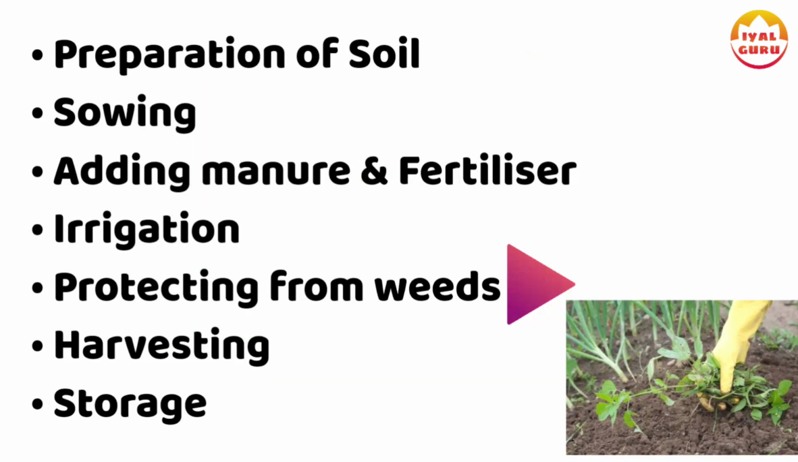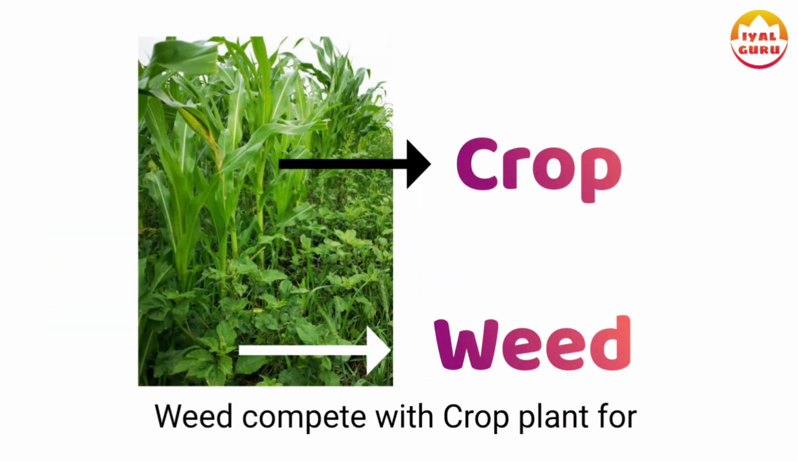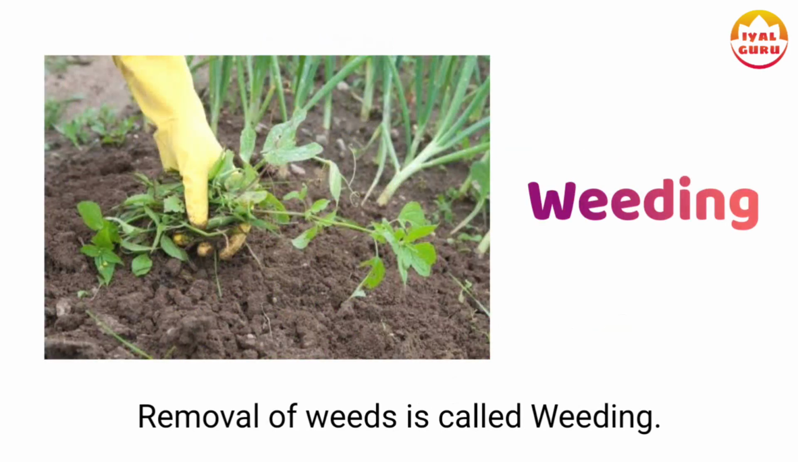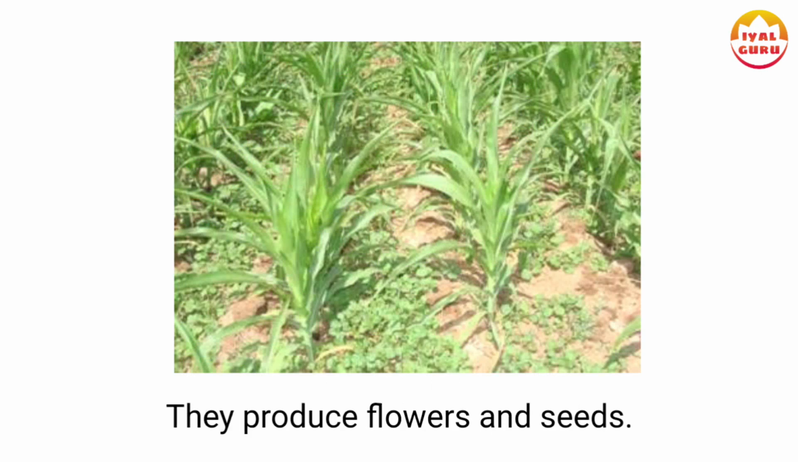Next step is protecting from weeds. The undesirable plants that grow along with the crop are weeds. Weeds compete with the crop for water, nutrients, space and light. Removal of weeds is called weeding. The best time for removal of weeds is before they produce flowers and seeds.